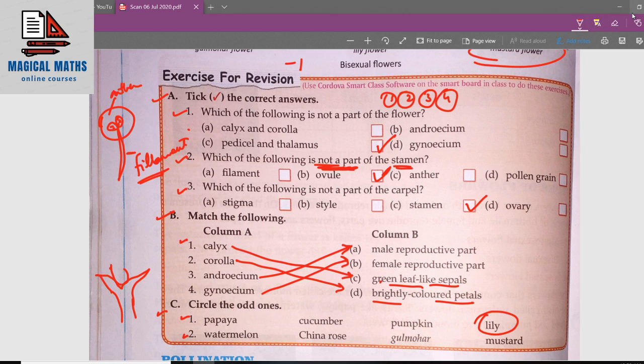Now, second: watermelon, China rose, gulmohar, mustard. We all know that China rose, gulmohar and mustard are bisexual flowers, but watermelon is not a bisexual flower. So that is why we will circle watermelon.